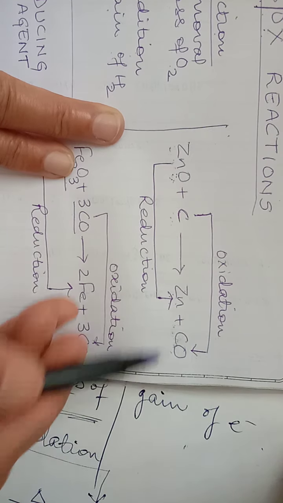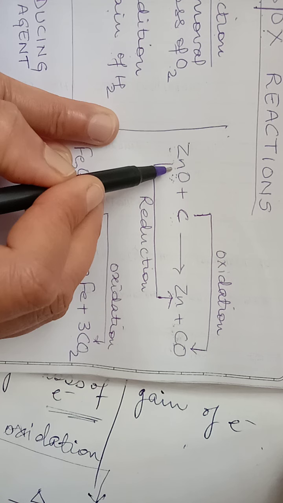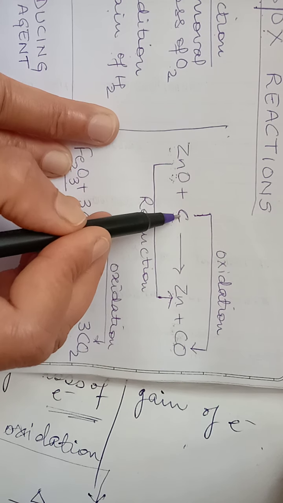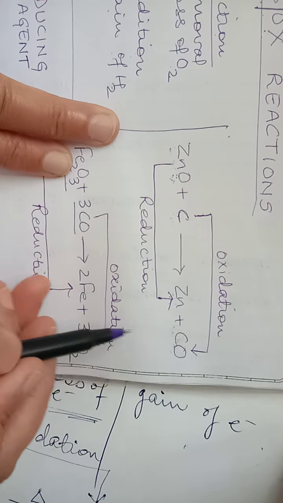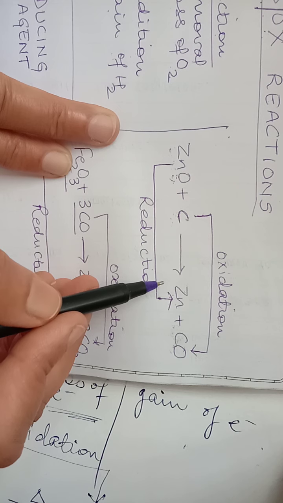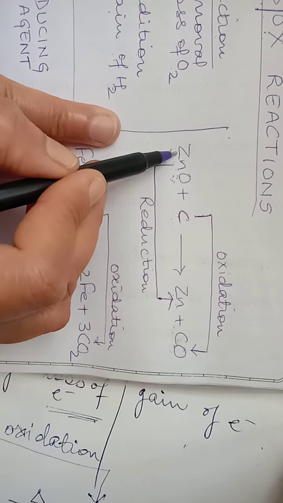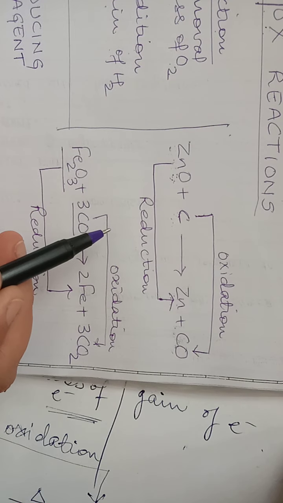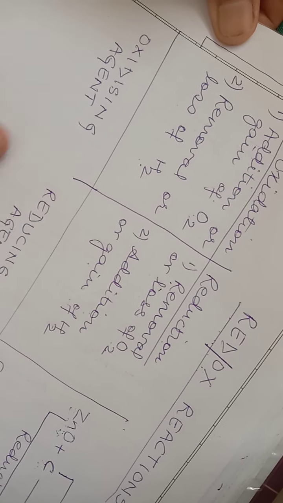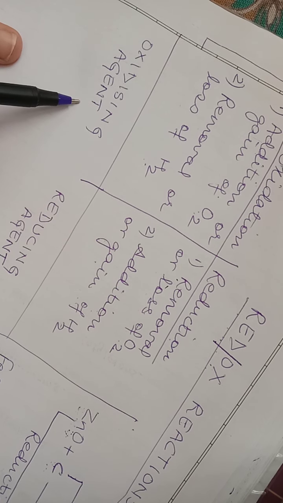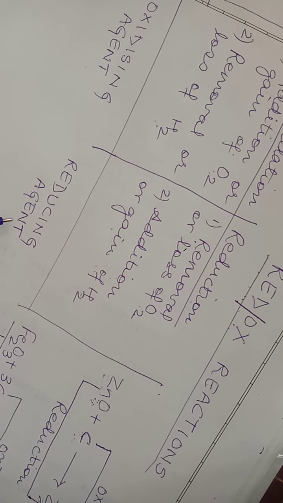Now the reducing agent. Here carbon is the reducing agent because it has reduced zinc oxide. It has removed oxygen from zinc oxide, and itself it has got oxidized. So we can define a reducing agent as a substance which itself gets oxidized but reduces the other substance. That is one definition of oxidizing agent and reducing agent. The oxidizing agent is also called oxidant, and you will find this term in some books, and the reducing agent is also called reductant.